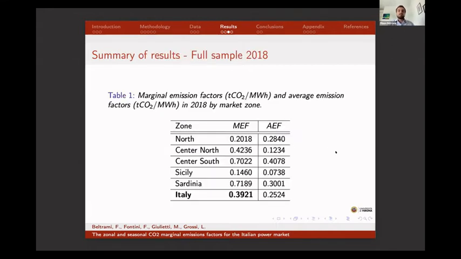So this is the summary of the results at the full year sample 2018. I report here both the computation of the MEF and the average emission factor as a term of comparison. How do we read these results? Well, basically, the marginal emission factor expresses the average carbon intensity of the marginal generators that usually clear the market. So they set the equilibrium price. This is the idea behind the merit order and the marginal cost ranking of the supply.